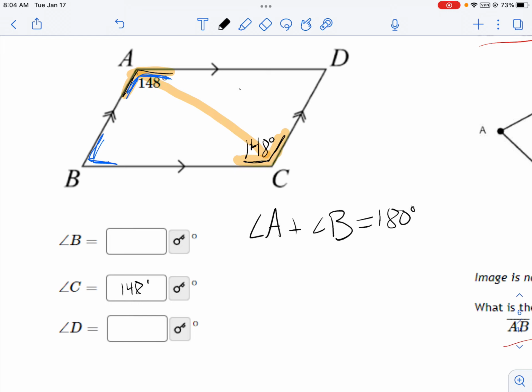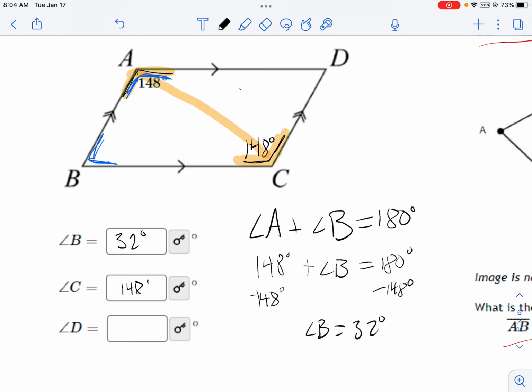Angle A, we already know is 148. Angle B, we don't know, but we do know it adds up to 180. Solve it like an equation: subtract the 148 from both sides, so you have 180 minus 148, and then angle B equals 32 degrees. Bam! And as soon as you know that, you could use another adjacent supplementary angle to get D.